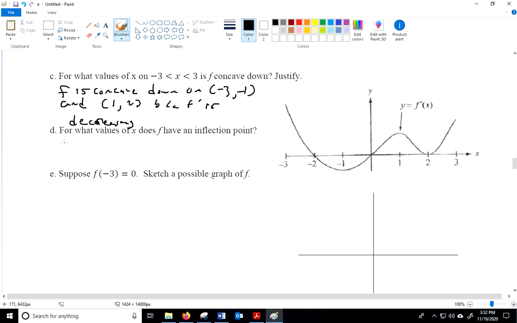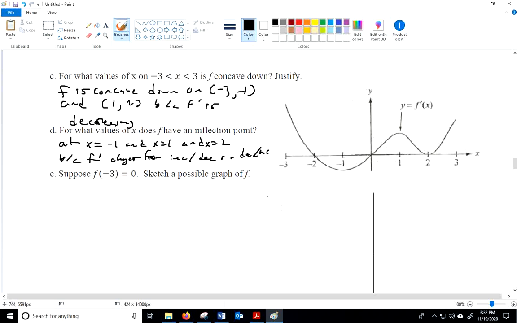So when does it have an inflection point? It must be at x equals negative 1 and x equals 1 and x equals 2, because f prime changes from increasing to decreasing, or decreasing to increasing.